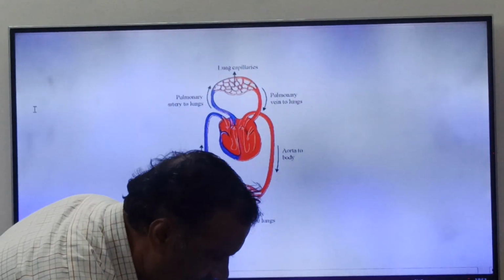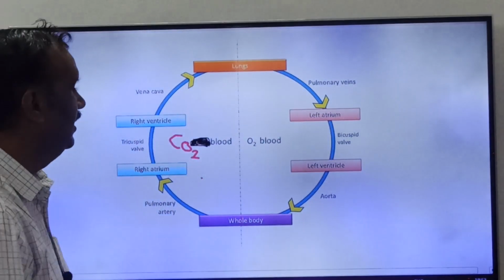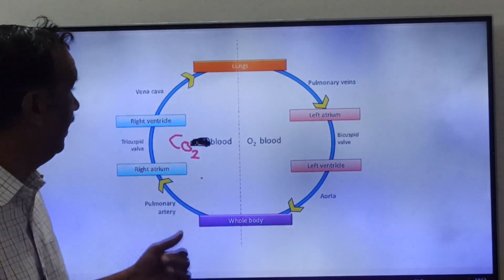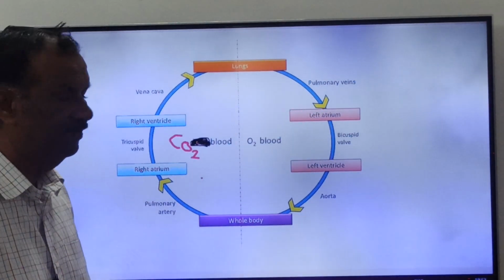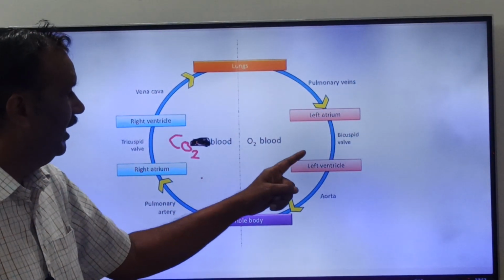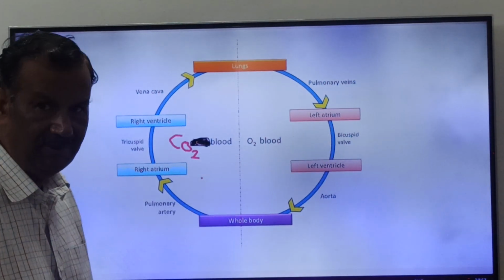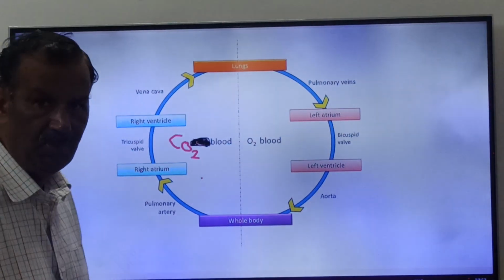Okay, friends. Now you see one more image, friends. See, friends, lungs, this is the left side, oxygenated blood. This is the right side, carboxylated blood. From lungs, pulmonary veins are carrying blood to the left atrium to left ventricle. Here we have what, friends? In between these two, bicuspid valve. From left ventricle to aorta to whole body.